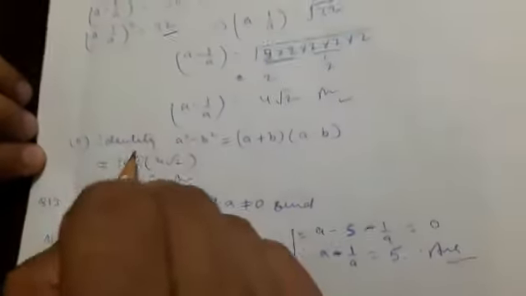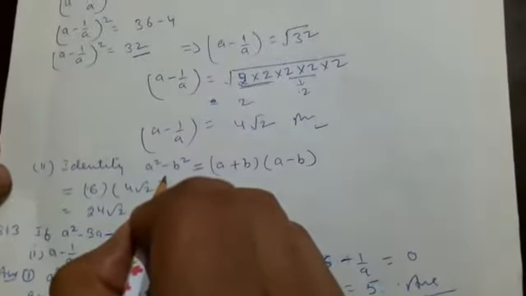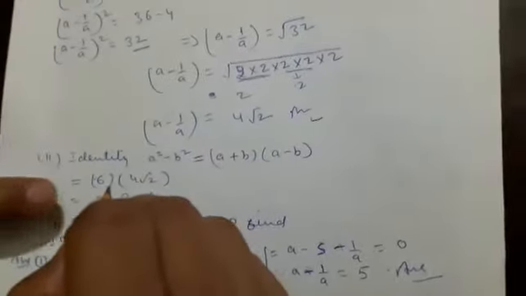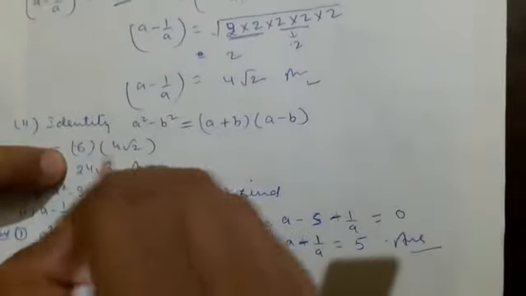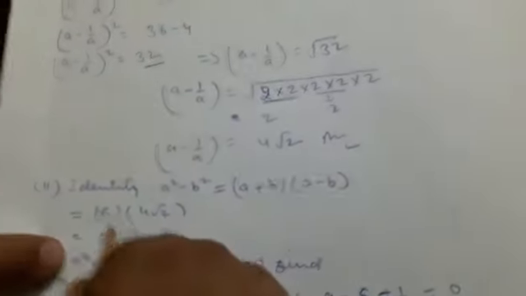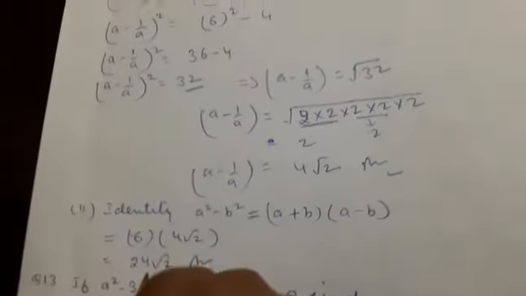Now next part, identity. To find a square minus b square, a square minus b square is equal to (a plus b) into (a minus b). So here a plus b is equal to 6 and a minus b we got here, 4 root over 2. So when you multiply you will get 24 root 2. This will be our answer.